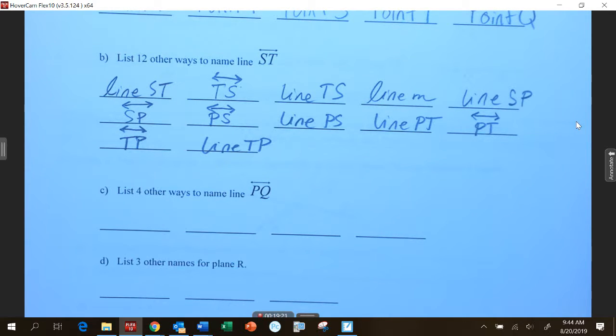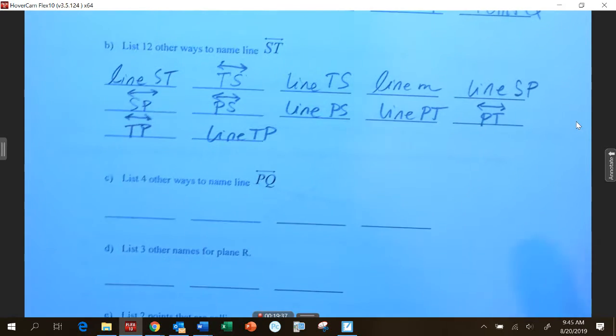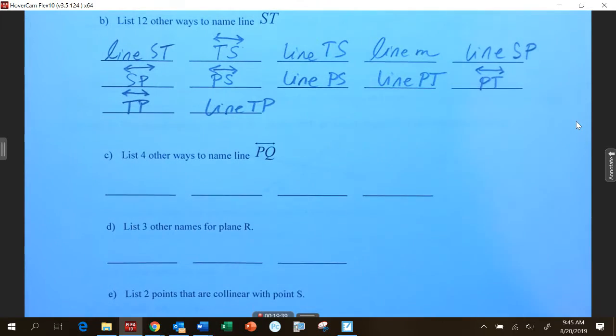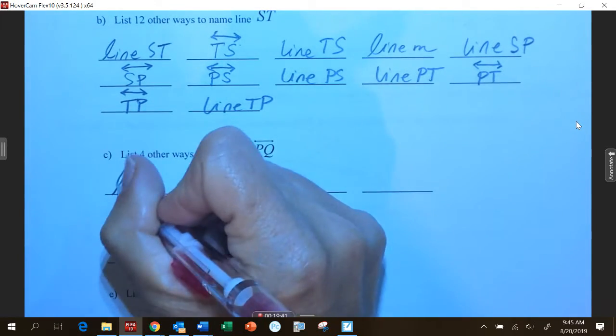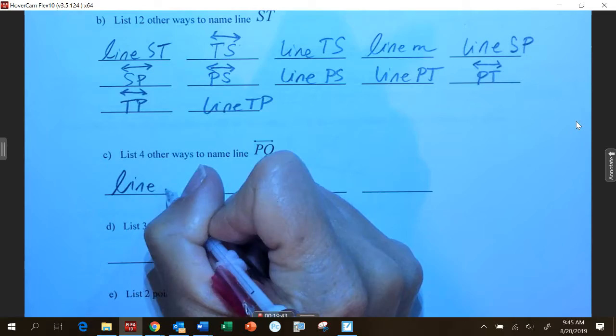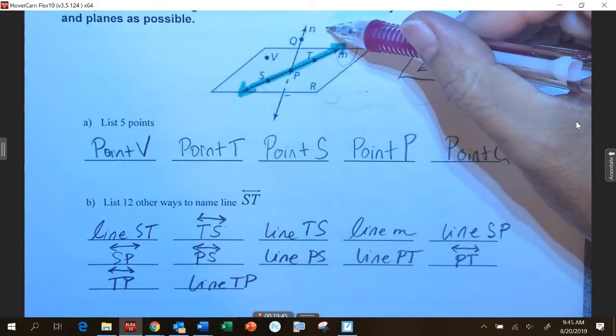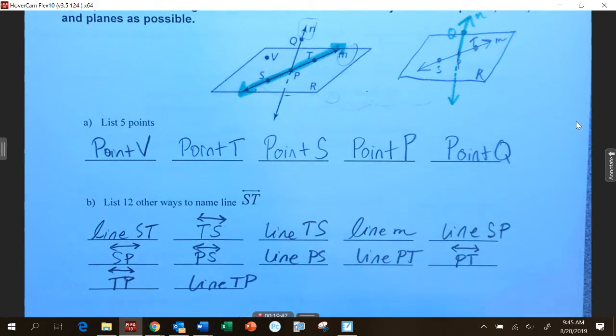Okay, so that and that are exactly the same. Good. Yeah, that's fine. All right, Autumn, you got one for me? Line N. Excellent. You saw that little N up there? That is one way of naming that line. Good.